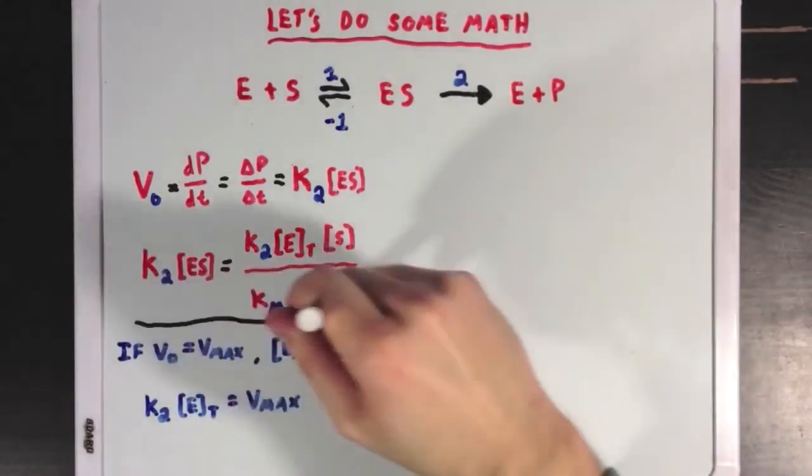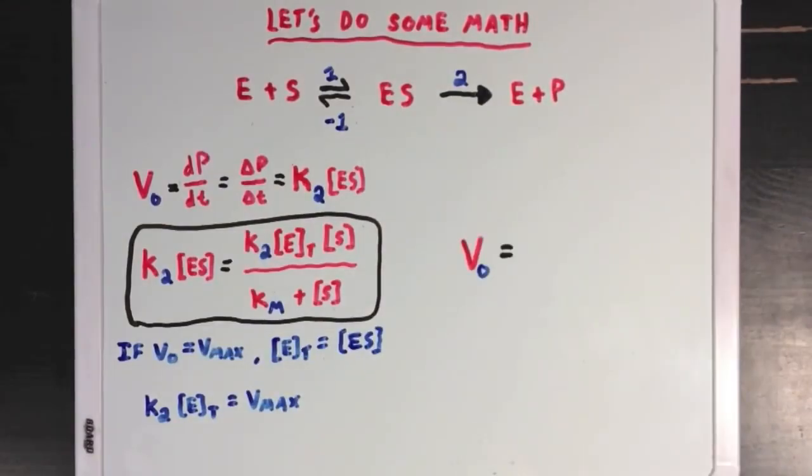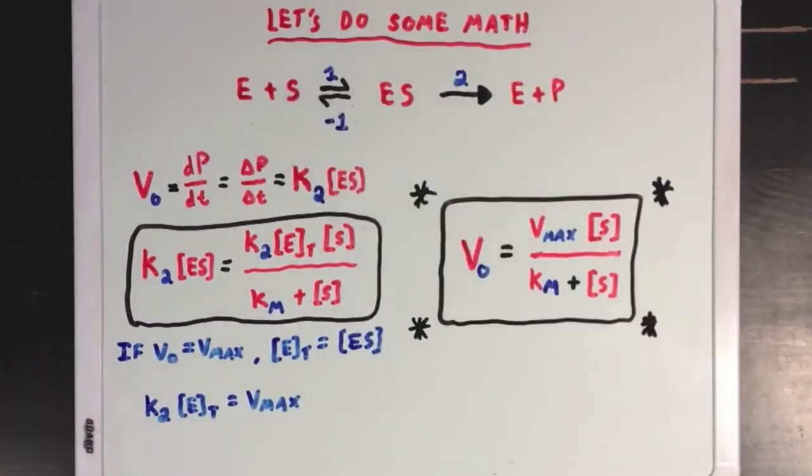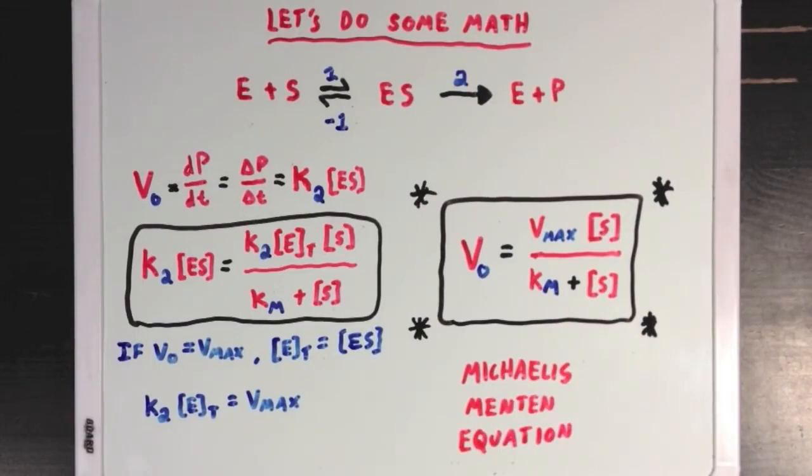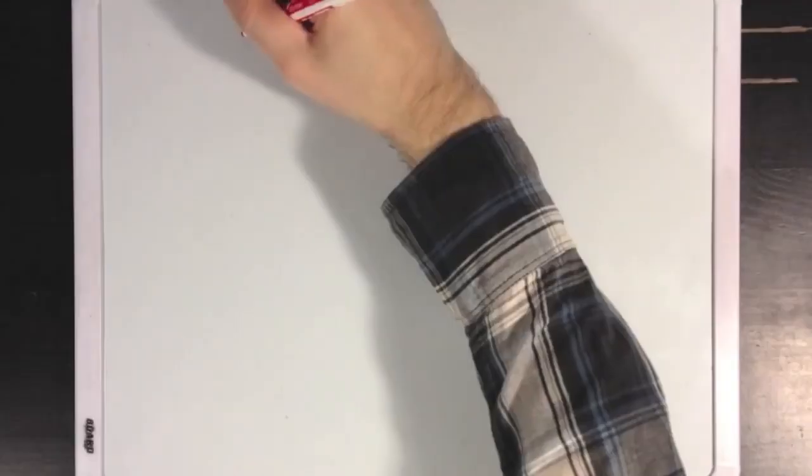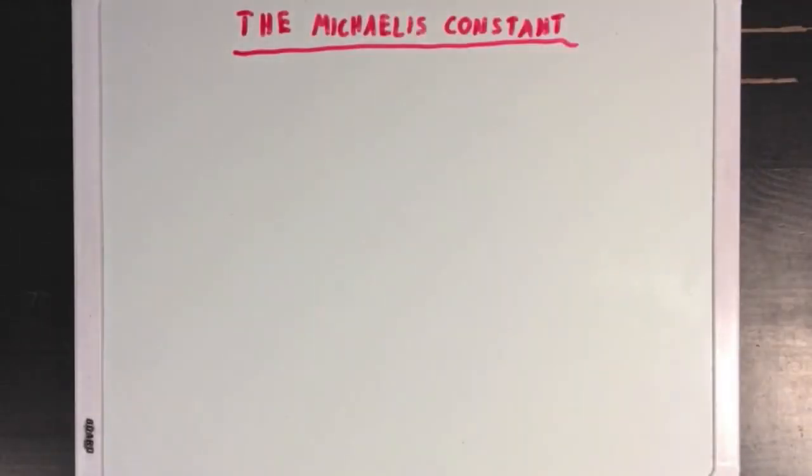So I'll make some room here and then sub in k2 ES for V0 and k2 E total for Vmax, and then we finally get to our end equation, which is called the Michaelis-Menten equation and is super important when we talk about enzyme kinetics. So let's take a few steps back and talk about the Michaelis constant.